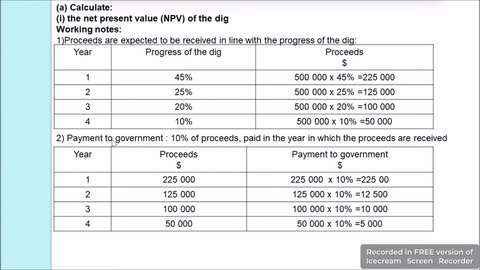Next, it was given that the payment to the government is 10% of the proceeds, paid in the year in which the proceeds are received. So in the first year we are receiving $225,000 and 10% of this will be $22,500. Then it's $125,000 in the second year, 10% of this will be $12,500. Then it's 100,000, so 10% of this will be $10,000, and here it is 50,000, so 10% of this will be 5,000 in the fourth year.